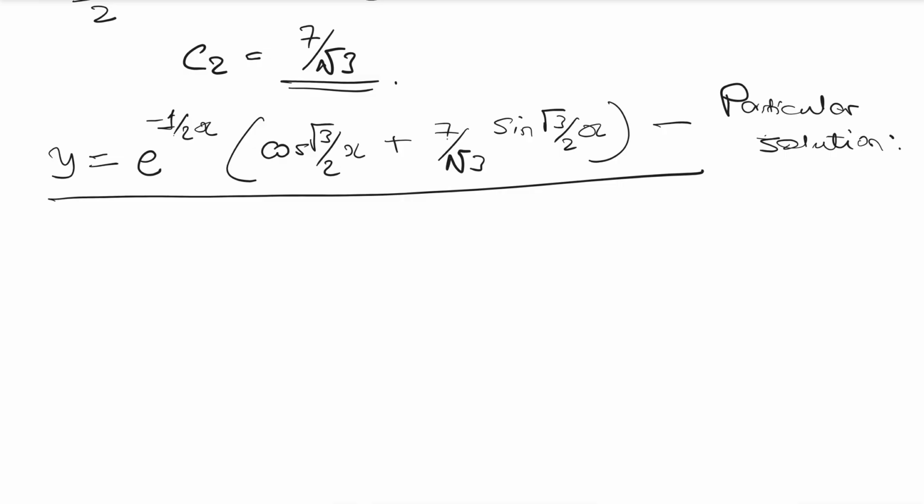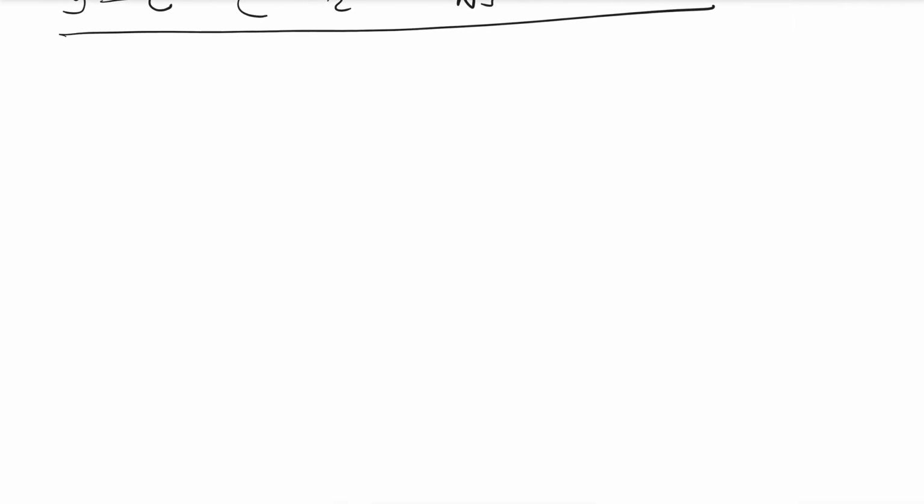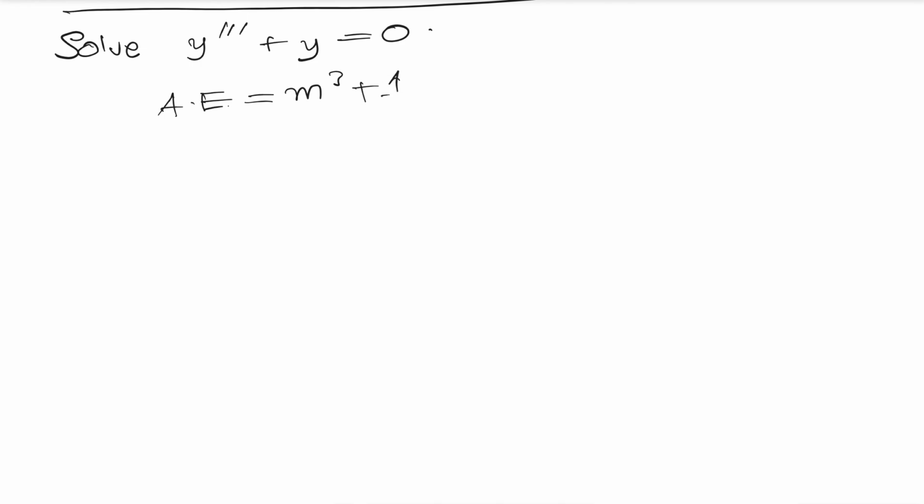Again, we will go on to the next question. That is, solve y triple dash plus y is equal to 0. Auxiliary equation is m cubed plus 1 is equal to 0. That is, by expanding this, m plus 1 into m square minus m plus 1 is equal to 0.